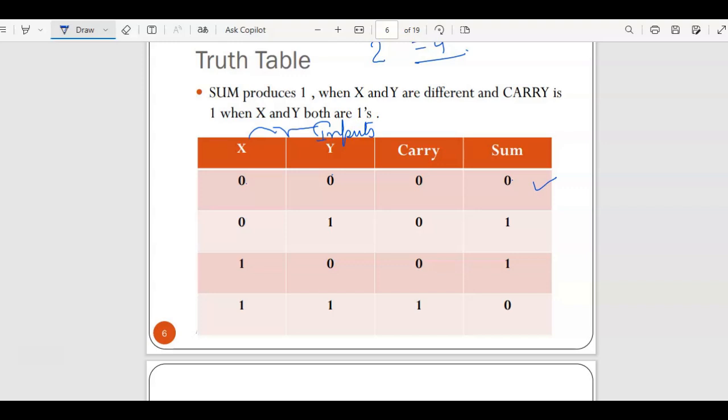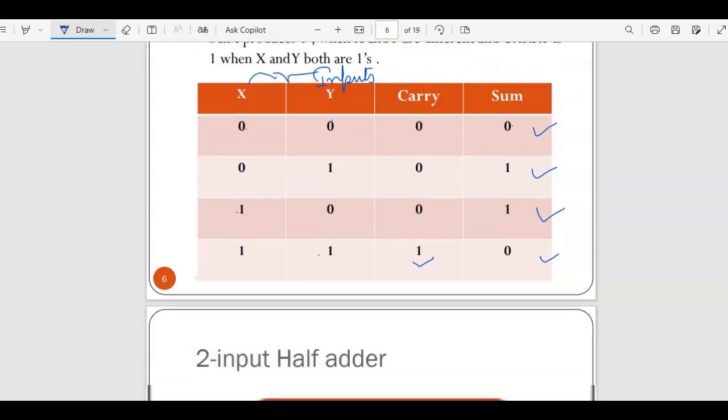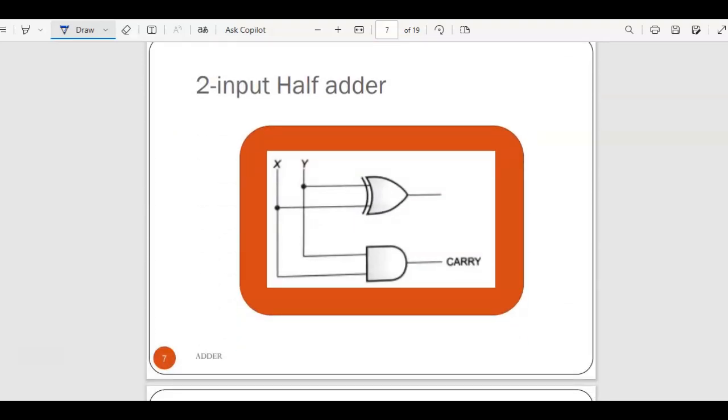And if it is 0 plus 1, then sum is 1. If it is 1 plus 0, then sum is 1. And if it is 1 plus 1, you are getting 1 0. Okay, 1 0, so 0 is the sum value. In that case, you are getting one carry also, which is 1. So this is the table which will work for two inputs. Now you please check the diagram also.